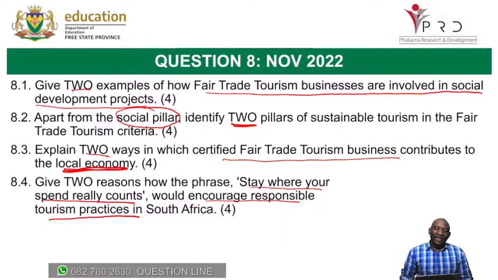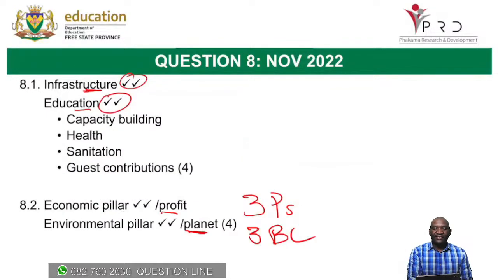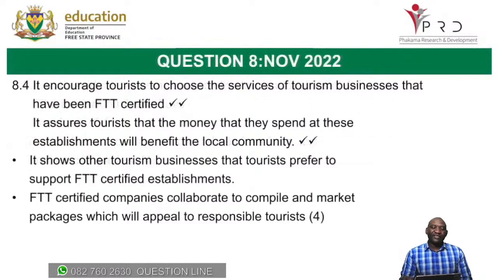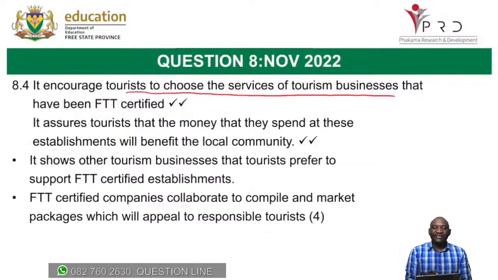And the last one, give 2 reasons how the phrase "stay where your money spent" really counts. How can this encourage responsible tourism practices? Right, if we can look now at the response that we have, it simply means that tourists can choose the services of businesses that have been certified, and they know that they are safe there. They are not going to spend their holiday feeling guilty, either that they're not treating the people well, or they're destroying the environment. So they're going to spend their holiday knowing that everything is well taken care of, and they're not destroying anything, but they're actually adding value and contributing to that particular community.